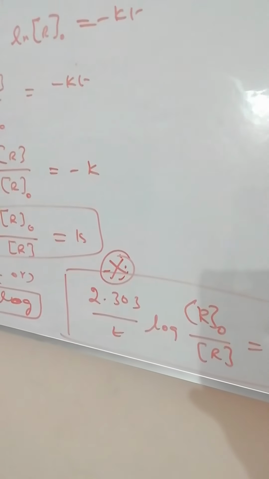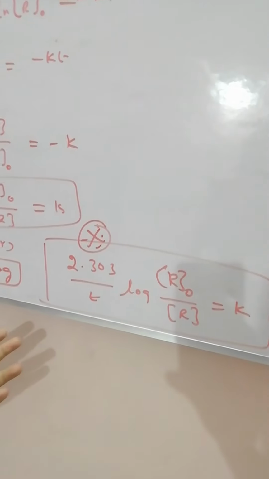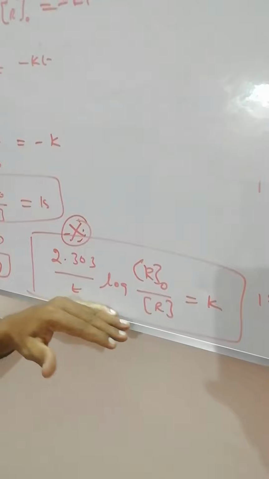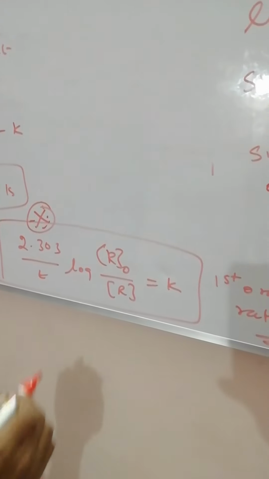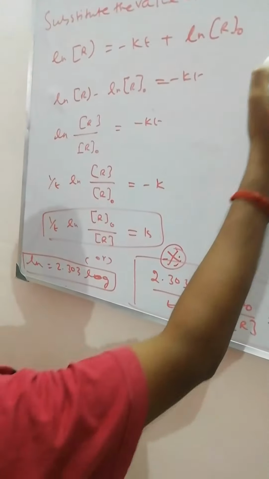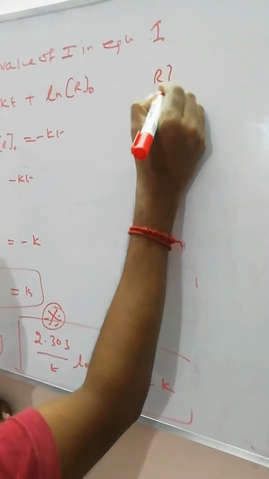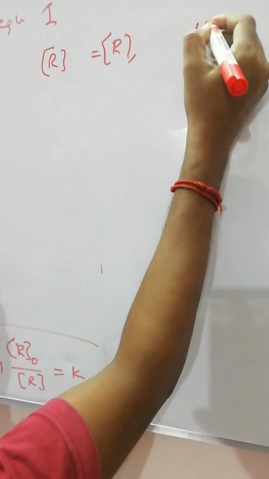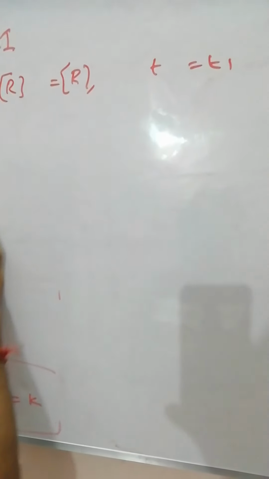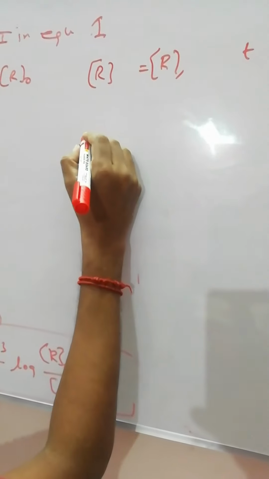To solve the problem, to find the rate of the first order equation, we use this formula to solve the 2 mark problem. A very important 2 mark problem will come. Sometimes they may ask derivation, so mainly they will use this formula to solve many problems. Now let R become R1 and t become t1. We have to substitute in the first equation.